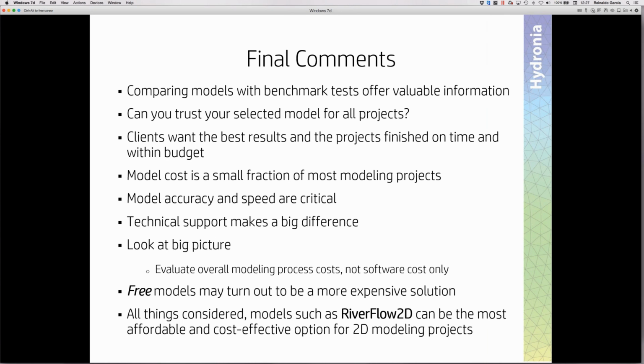Obviously, as I said at the beginning, Hydronia has an interest in RiverFlow2D, but we are convinced that what we have presented here today can be reproduced by any of you who would be interested in doing that. And again, we are open to providing any of you the files and more detailed results of what we have obtained here today.